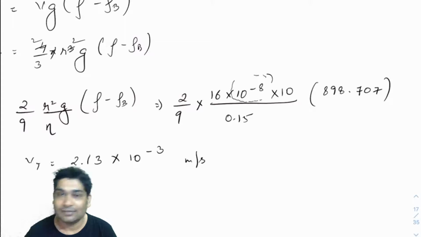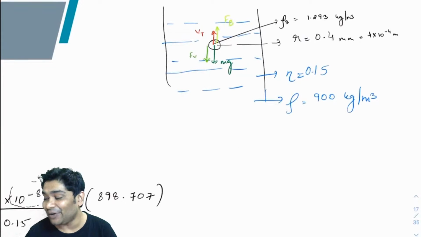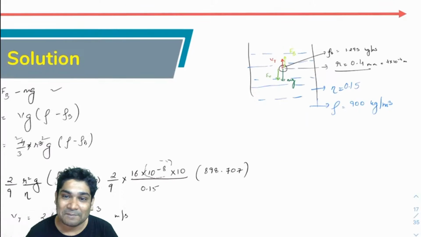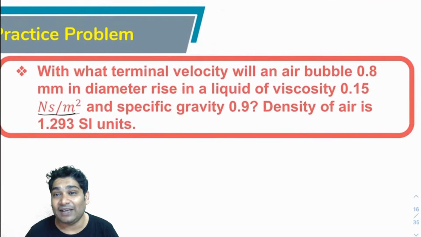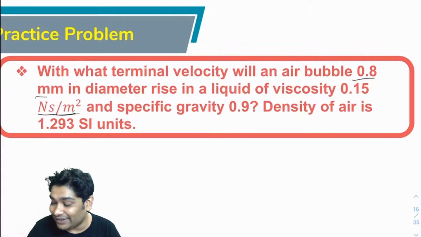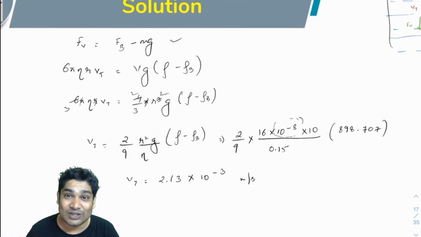Yes, 0.8 is the diameter. You took that as radius. So that is what you need to be careful about. That is why I wrote r equals 0.4. The radius is 0.4. Please be very, very careful about the language. 0.8 was the diameter. Alright, you use radius in Stokes' law.